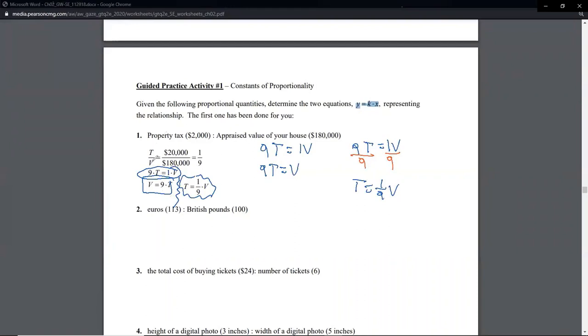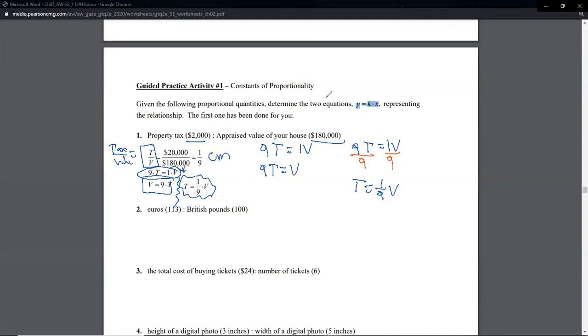So they set t over v. So this was them using their words, tax over value. They said tax over value equals, and then they put in the numbers from the scenario they gave us. They reduced it just to make the numbers easier, and then they cross multiplied the t times the 9 and the v times the 1 to get this.